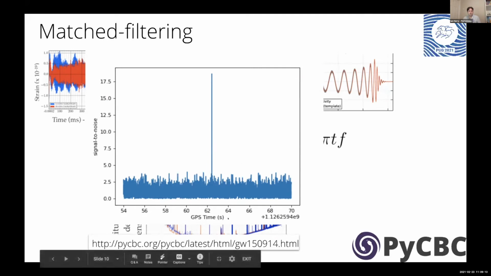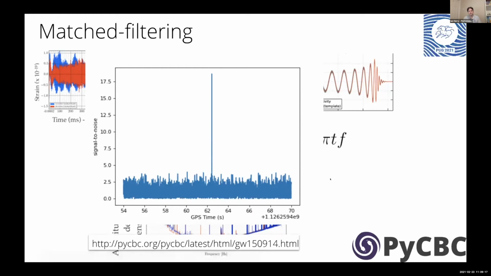All of this data is actual data from the first gravitational wave observation, and there's a URL there if you want to use our toolkit to reproduce this plot. It is made directly from that example.